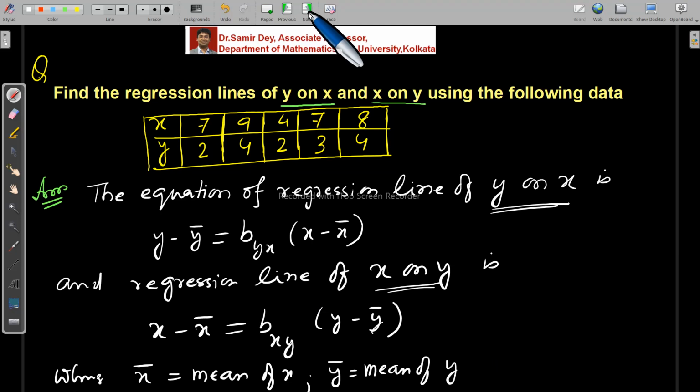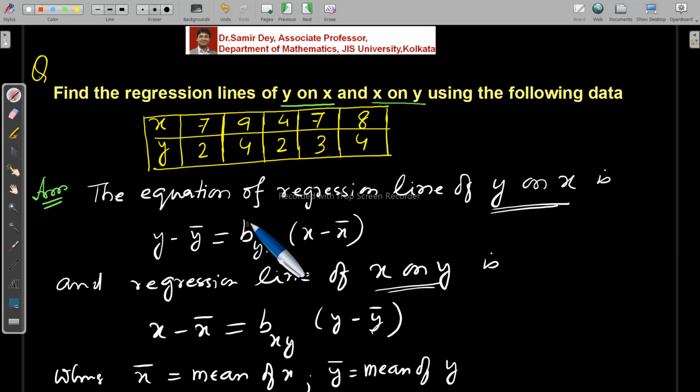Next line, please write down. There are two regression lines you are having. One is y on x, another one is x on y. Another interesting part you can remember: if I have y on x, then the y part should be on the left and x on the right side. If it is x on y, then the x part should be on the left and the y part should be on the right. Another interesting part you can see, b_yx, and here it is b_xy.